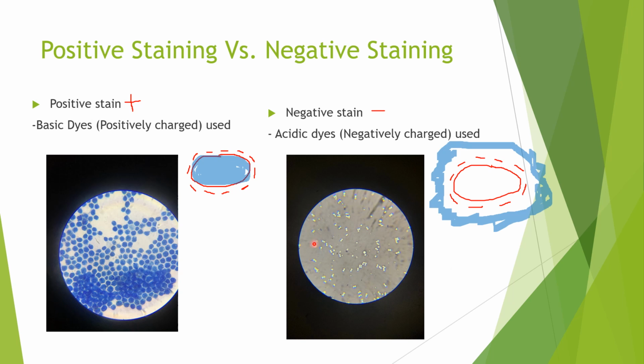So this is called a negative stain. What's a negative stain? A negative stain is when you stain the background, not the bacteria itself. The dyes that are usually used for negative stains are acidic dyes, which are the ones that are negatively charged. So negative stains stain the background. Positive stains stain the bacteria cell itself.